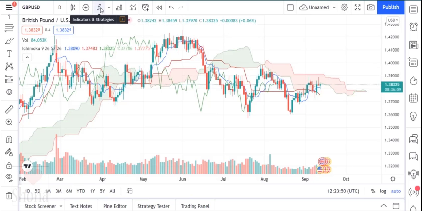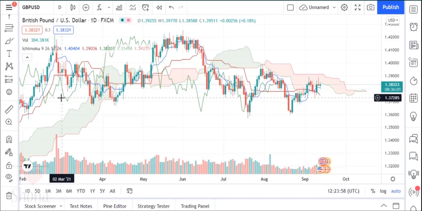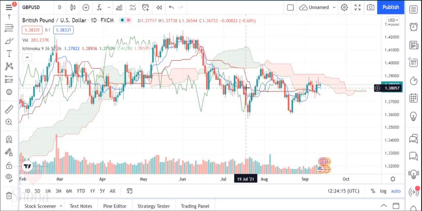9, 26, 52, 26. Well, these numbers come from the Japanese week. In Japan, people work 6 days per week and 1 day is off, unlike the forex market where 2 days are off per week. So in each week we have 6 days. So 9 candles or 9 days equals 1 week and a half, 26 days equals 1 month, and 52 days equals 2 months. These numbers come from that.